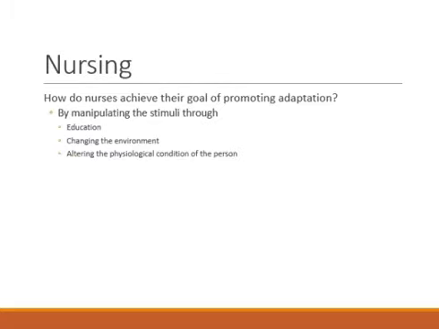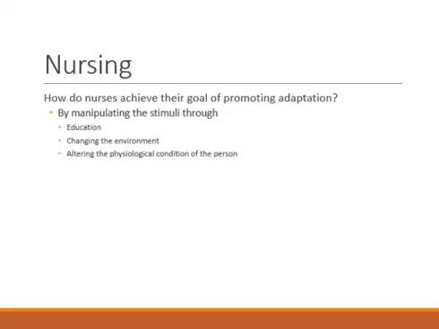So, with nursing, how do nurses achieve their goal of promoting adaptation? So, think about it. We do it by manipulating stimuli. Okay. We do that through education, changing the environment, and altering the physiological condition of the person. So, those are just some basic things, how we manipulate the stimuli to help promote adaptation.